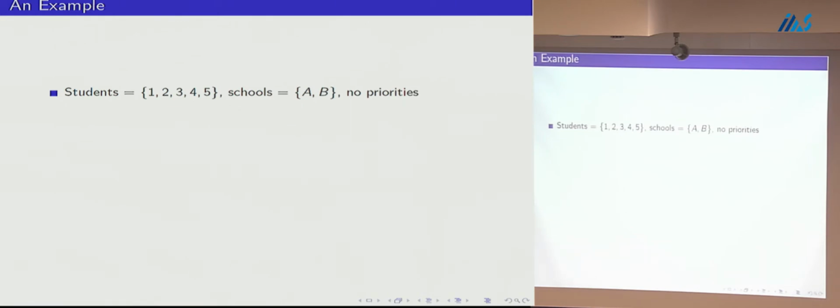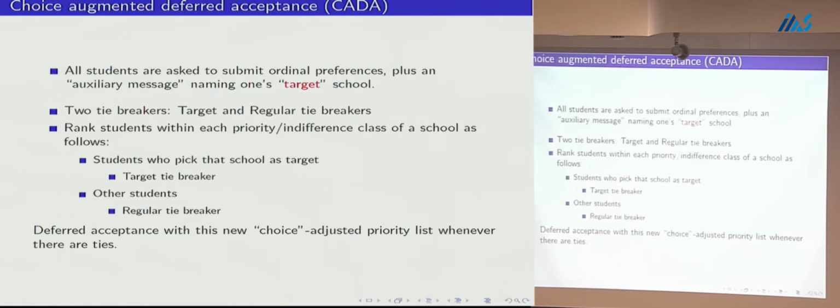On your previous slides, you were always talking about schools having priorities and students having preferences. Now you say students also have priorities. So you mean preferences in that sense? Students have preferences, but schools are going to have no priorities in that example. On your previous slide, it says rank students within each priority and differences. Yes, schools might have priorities.